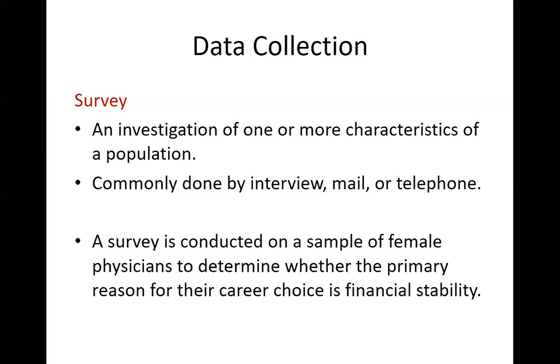We're getting smarter about it. Back in the old days before caller ID and before cell phones, when you had a phone call, you had no idea who it was, and it was a lot easier to get people to respond. Now it's a lot harder to get people to respond, because when you see it's somebody you don't know, do you typically answer it or not? And you can get on a do not call list. So here's an example of a survey. A survey is conducted on a sample of female physicians to determine whether the primary reason for their career choice is financial stability. In other words, do you become a doctor because you want to make a lot of money?